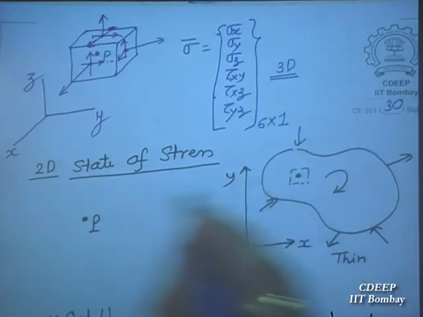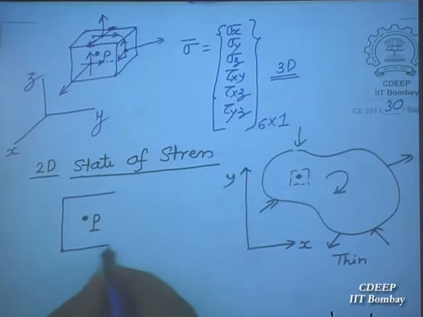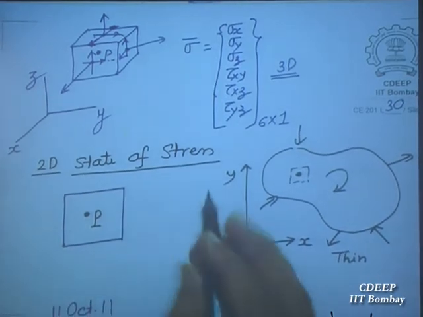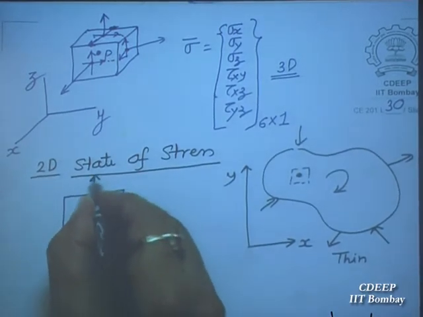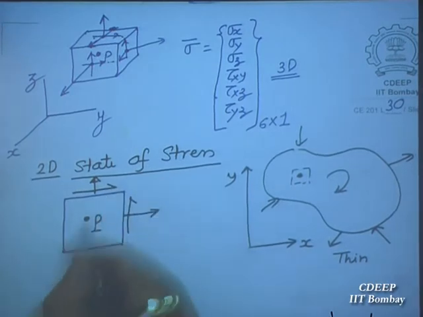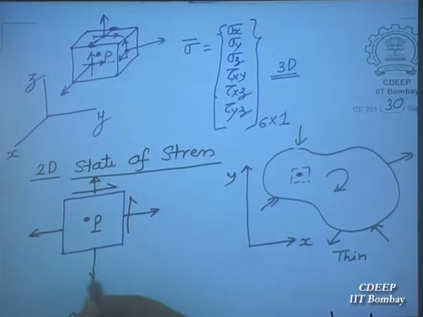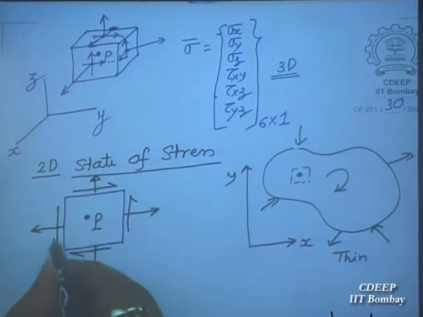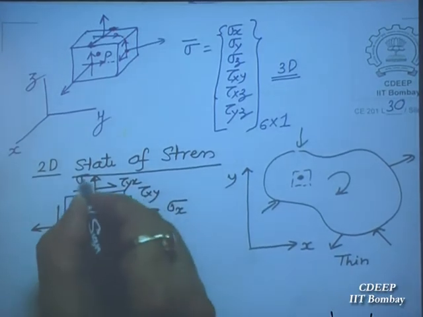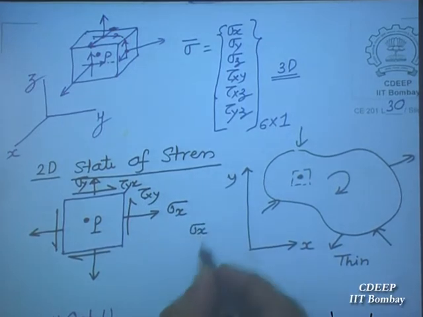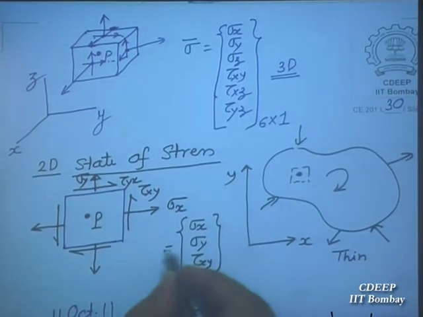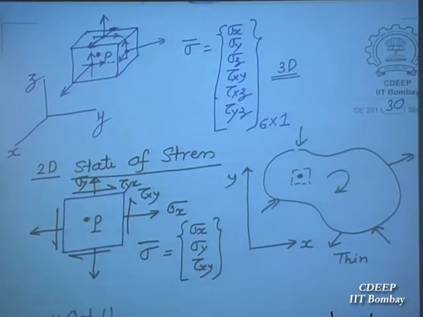So I am making that square bigger here. So I will construct a small rectangular square around the point, and I will show the stresses that act on it in two dimensions. I am showing only the positive X and positive Y planes. So it will be this, this, and this, and similarly on the other sides you can show. So this is sigma X, tau XY, tau YX, sigma Y. So here you have sigma X, sigma Y, and tau XY only, three. In such a state of stress, your stress vector in two dimensions consists of only three components.